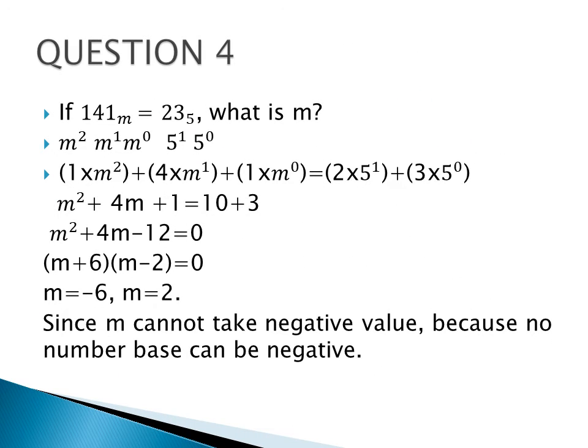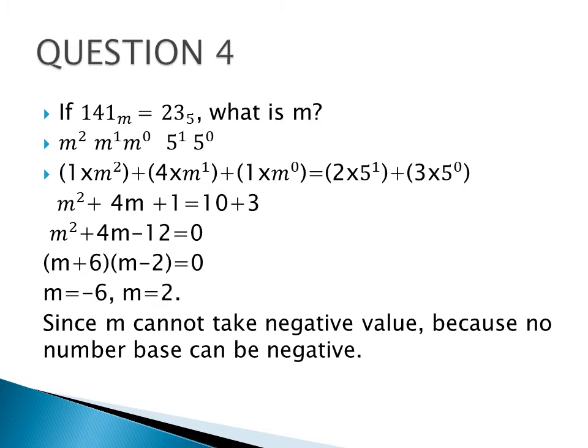Here is a question that leads to a quadratic equation. So we have to simplify one. If 141 base m is 23 base 5, what is m? We can say 1 times m squared plus 4 times m raised to power 1 plus 1 times m raised to power 0 is equal to 2 times 5 raised to power 1 plus 3 times 5 raised to power 0. So we just expanded it using the base notation.